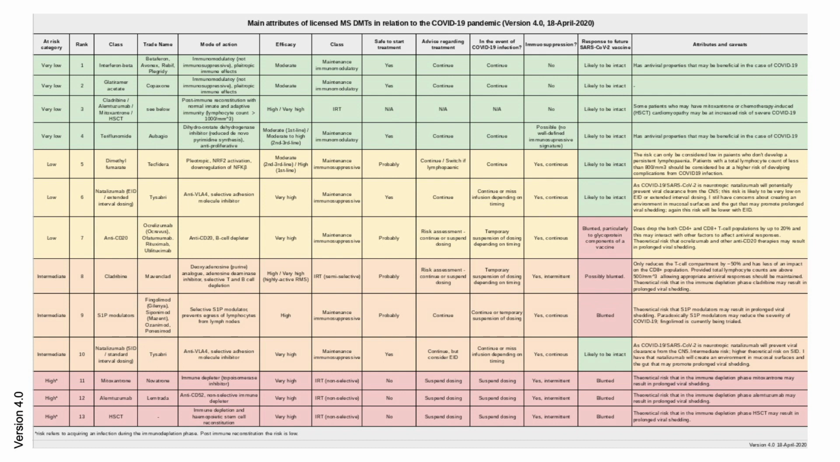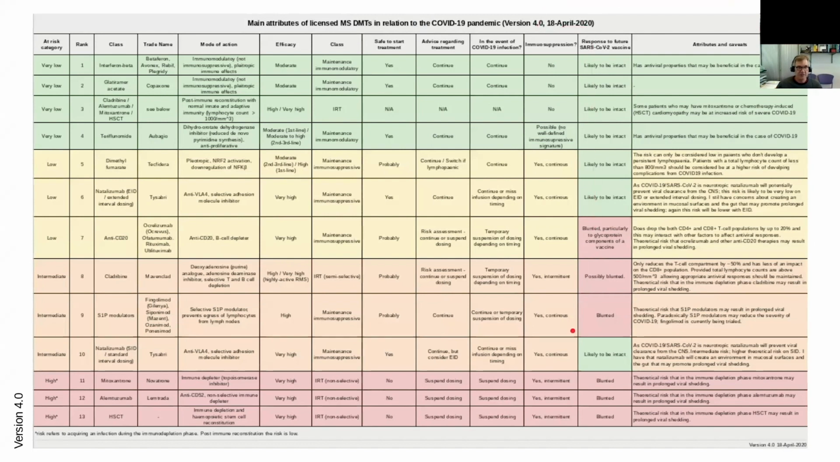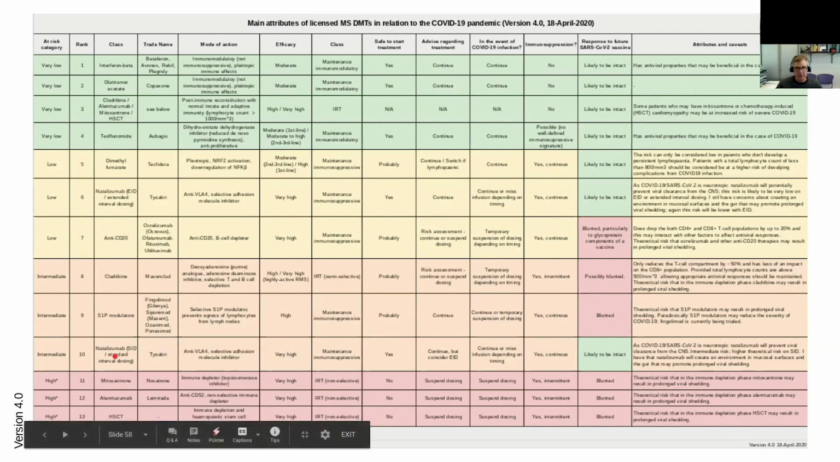Vaccine readiness. I've upgraded my DMT table to version 4 and added a column called vaccine readiness. The agents that really will put you at risk of not having an immune response are anti-CD20, because it's continuous. I put cladribine there as possibly blunted, because we don't have vaccine data on cladribine. But once the immune system reconstitutes post-cladribine, vaccine responses should theoretically be intact. S1P modulators I've also put as blunted, and natalizumab is likely to be intact because there is vaccine data available.